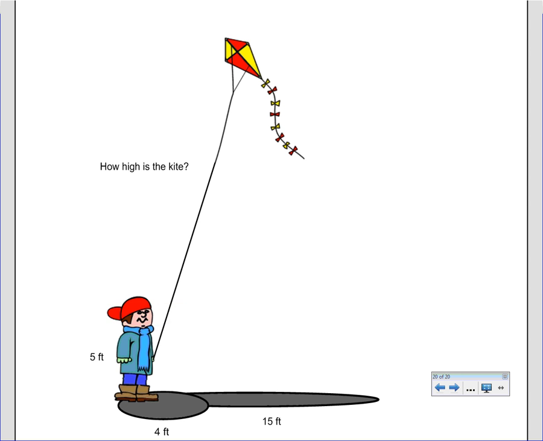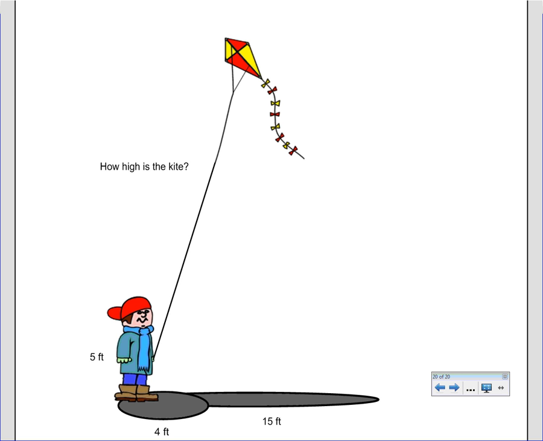All right, that leads us up to a shadow problem. Shadow problems and mirror problems are very similar. So we got this dude down here, and he's flying his kite. He's 5 feet tall, and he recognizes that his shadow is 4 feet long. He's flying his kite, and the kite's shadow is 15 feet long. He measured it out. How high is the kite?